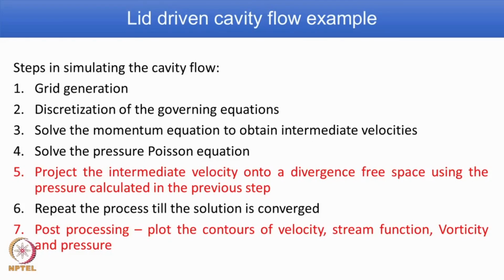Steps involved in doing the simulation of flow in a lid driven cavity are listed here. We already mentioned this in other modules as well. Hence, the fifth step is the one that we are going to see particularly in this module. The fifth step is to project the intermediate velocity onto a divergence free space using the pressure calculated in the projection step. So, this particular step is otherwise also called the correction step. Then you repeat this process until the solution has reached the convergence condition. Once you obtain the velocity field, you do post processing to get different information about the flow.